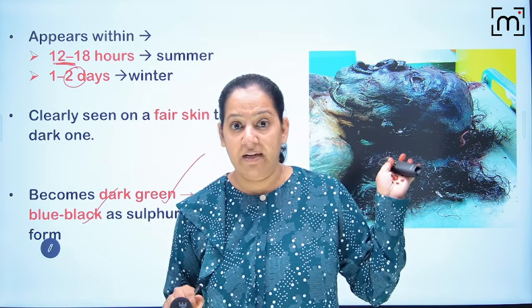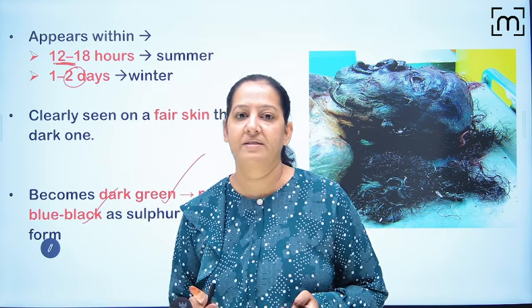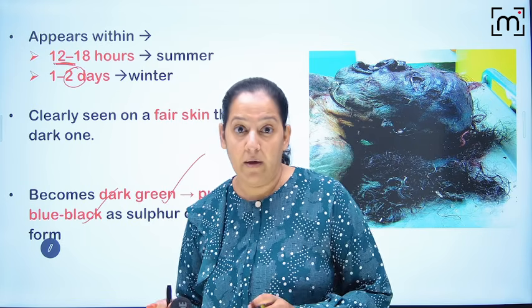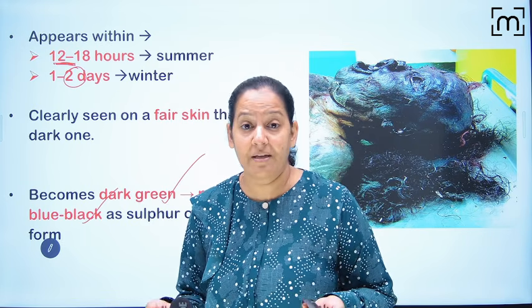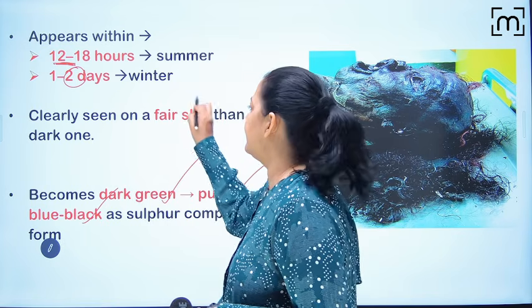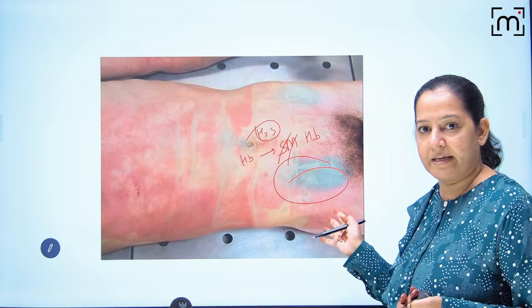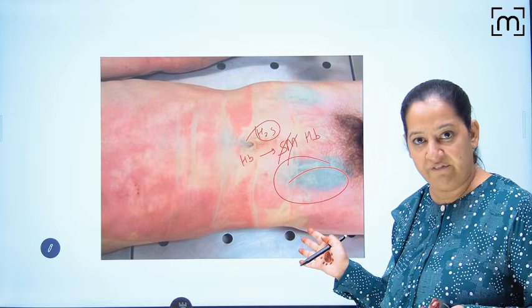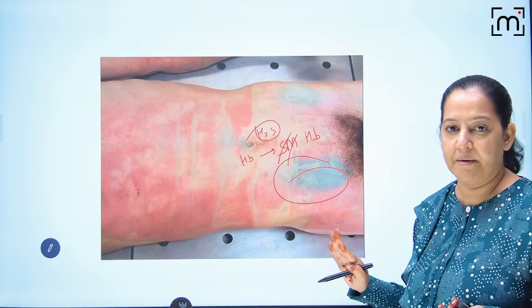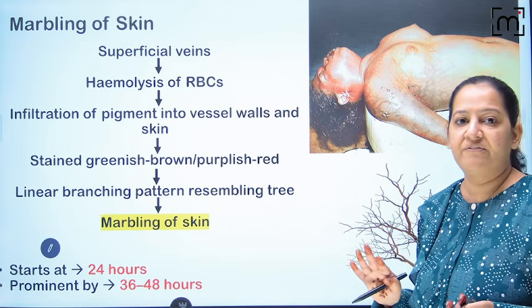So the putrefaction time is half a day in summers and 2 days in winters. In winters it's slow, in summers it's fast. It is clearly seen in fair skin. Obviously, if the skin is fair, it is clearly seen. In dark colored people, it's difficult to notice, but in fair skinned people it's clearly seen. So these are the features.